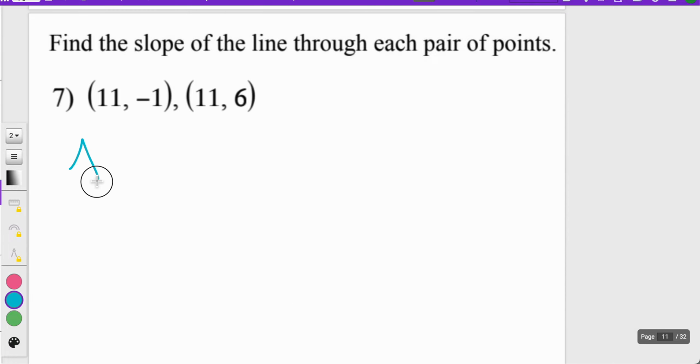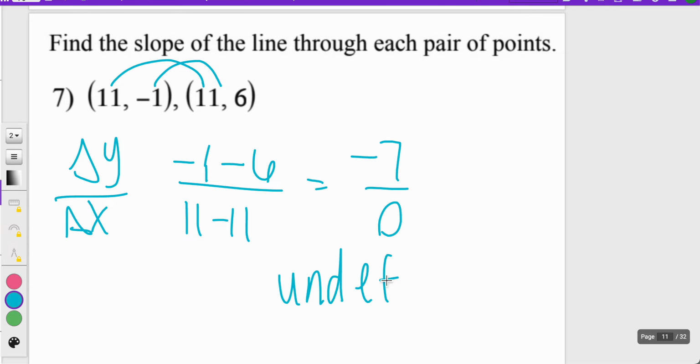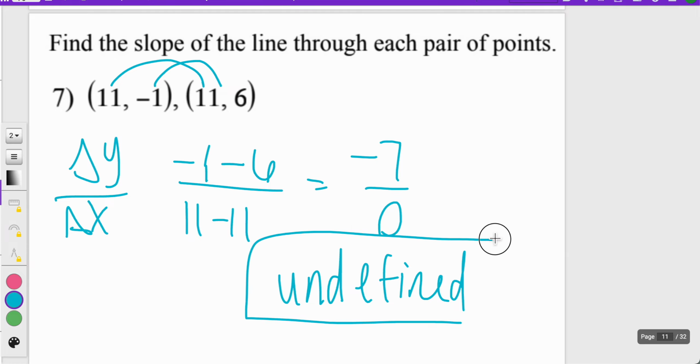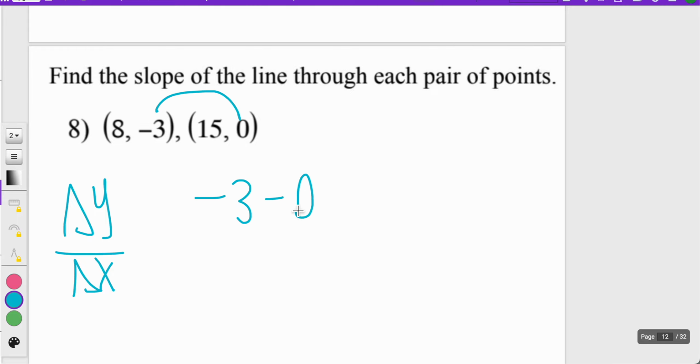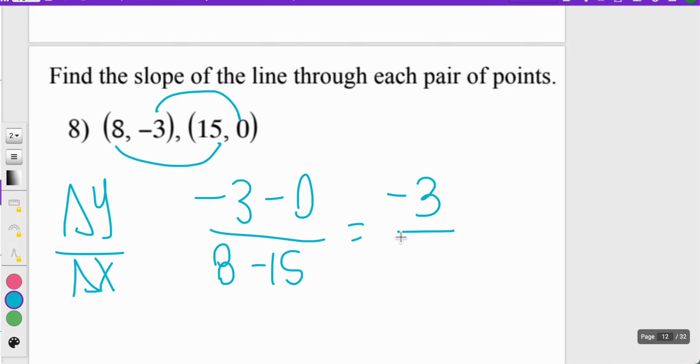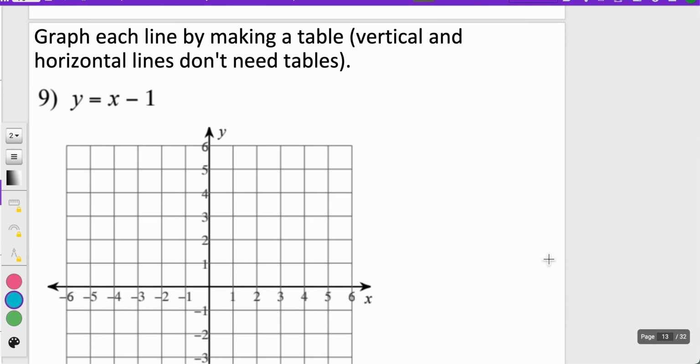For number 7, my change in y over change in x, negative 1 minus 6 over 11 minus 11. This one you're going to get negative 7 over 0, and this one you need to write undefined. Okay? And then finally for number 8, change in y over change in x, I'm going to just do negative 3 minus 0 over 8 minus 15. We get negative 3 over negative 7, and when we have double negatives like that, my answer can just become positive.